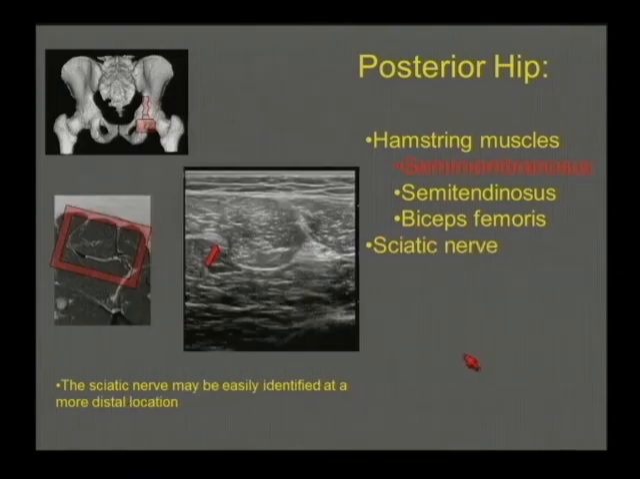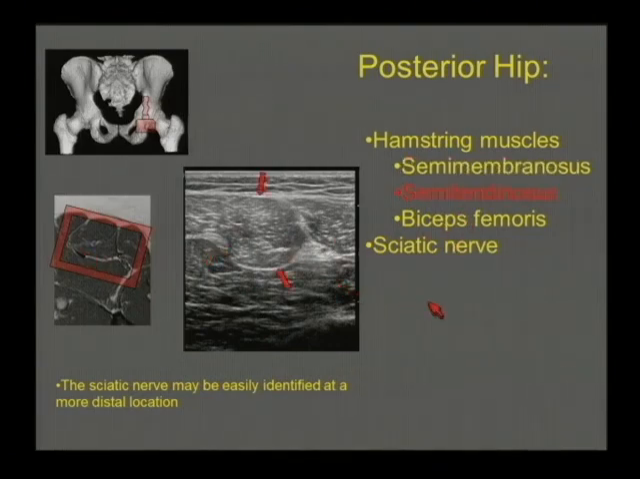All right, following those structures a little bit more distally, semimembranosus here is still largely a tendon. Semitendinosus, however, we're into the muscle belly here on the medial side. Lateral to that is biceps femoris. And again, this serves as a good landmark for the sciatic nerve, which you can see tucked between those two structures in the transverse plane.